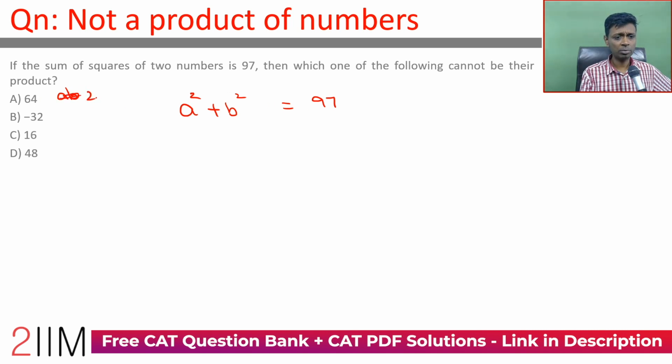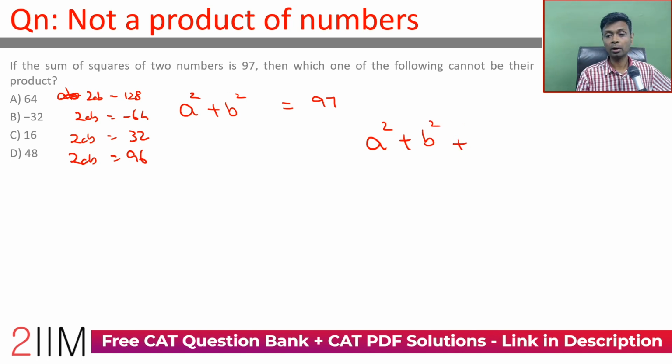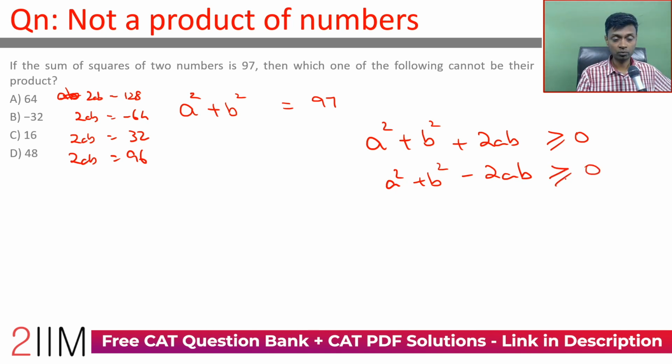AB is 64. That means 2AB should be 128. 2AB should be minus 64. 2AB should be 32. 2AB should be 96. Why am I doing this? Because I can think about A square plus B square plus 2AB, A square plus B square minus 2AB. A square plus B square plus 2AB should be greater than or equal to 0, because this is A plus B whole square. A square plus B square minus 2AB should be greater than or equal to 0. This is A minus B whole square.